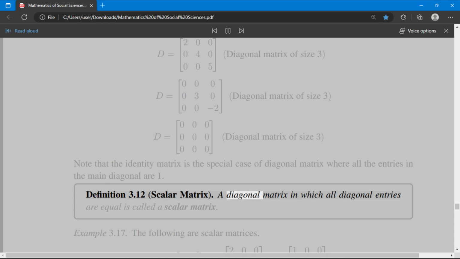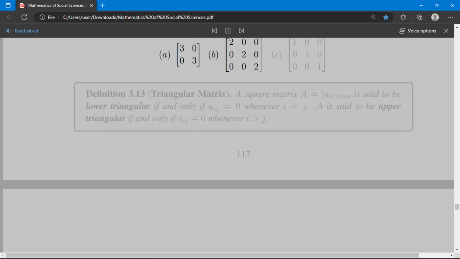Definition 3.12, Scalar matrix. A diagonal matrix in which all diagonal entries are equal is called a scalar matrix. Example 3.17. The following are scalar matrices. A, [3 0; 0 3]. B, [2 0 0; 0 2 0; 0 0 2]. C, [1 0 0; 0 1 0; 0 0 1].